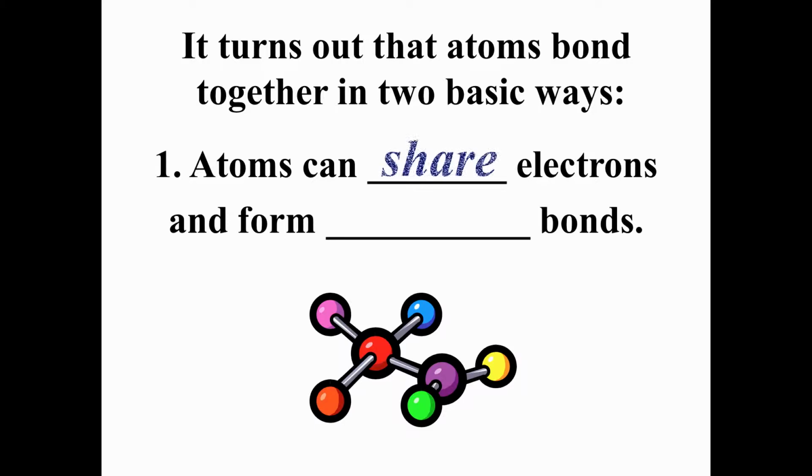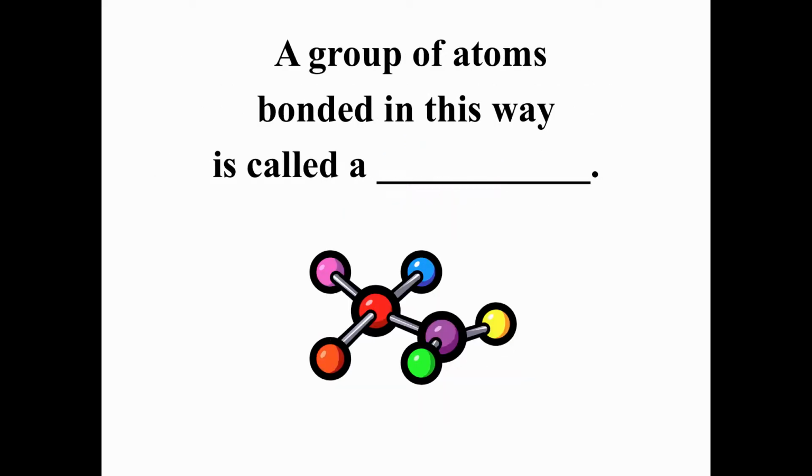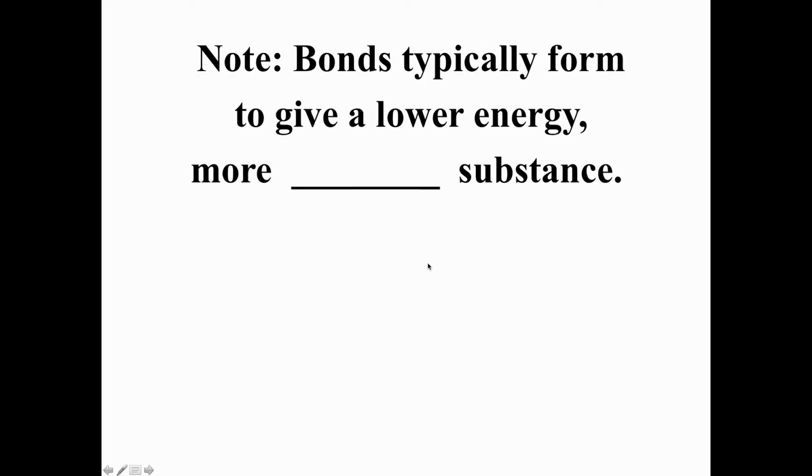One is that atoms can share electrons and form what are called covalent bonds. When a group of atoms bond and make covalent bonds, it's called a molecule, and this would be an example of a molecule, atoms bonded together, sharing electrons. And it's worth noting that bonds typically give a lower energy, more stable substance.